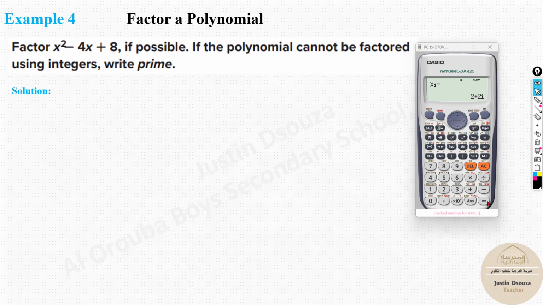So what does it mean? We are getting x1 and x2. It's always conjugate. You saw the first one was 2 plus 2i. The next one will be 2 minus 2i. It won't be the same. Now, what does this mean? This means this cannot be factored out.